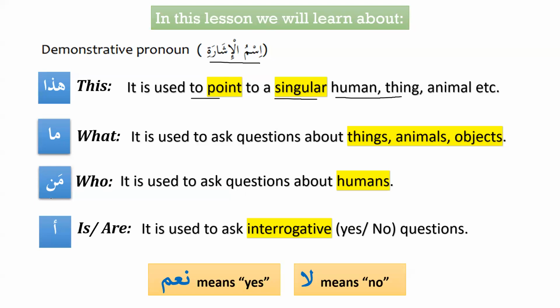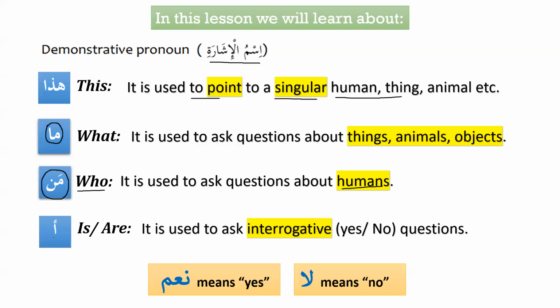Then we will learn about man, which means who, and it is used to ask questions about humans. So now if you see the basic difference between ma and man, we can see over here that ma is used to ask questions about things or animals or objects, but man is used to ask questions about humans.